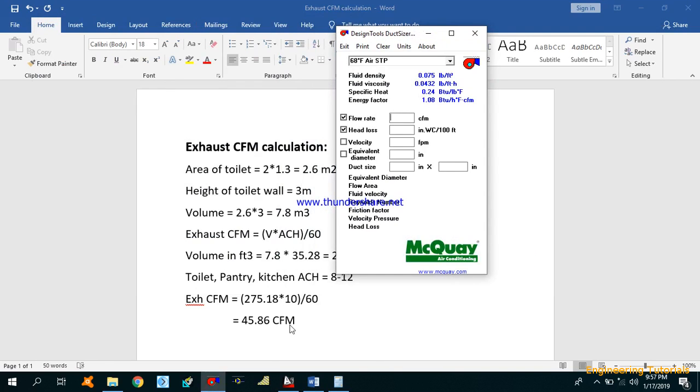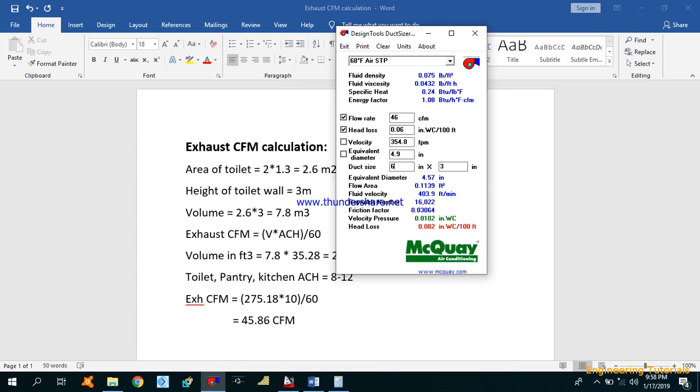So the flow rate, you know that 45.86, we'll use around 46 CFM, and head loss, as I told you, 0.06 inches of water column per 100 feet. If you have seen the previous videos, I have explained it over there. As you can see, we have put these two parameters, flow rate and head loss, and we can get the duct size over here.